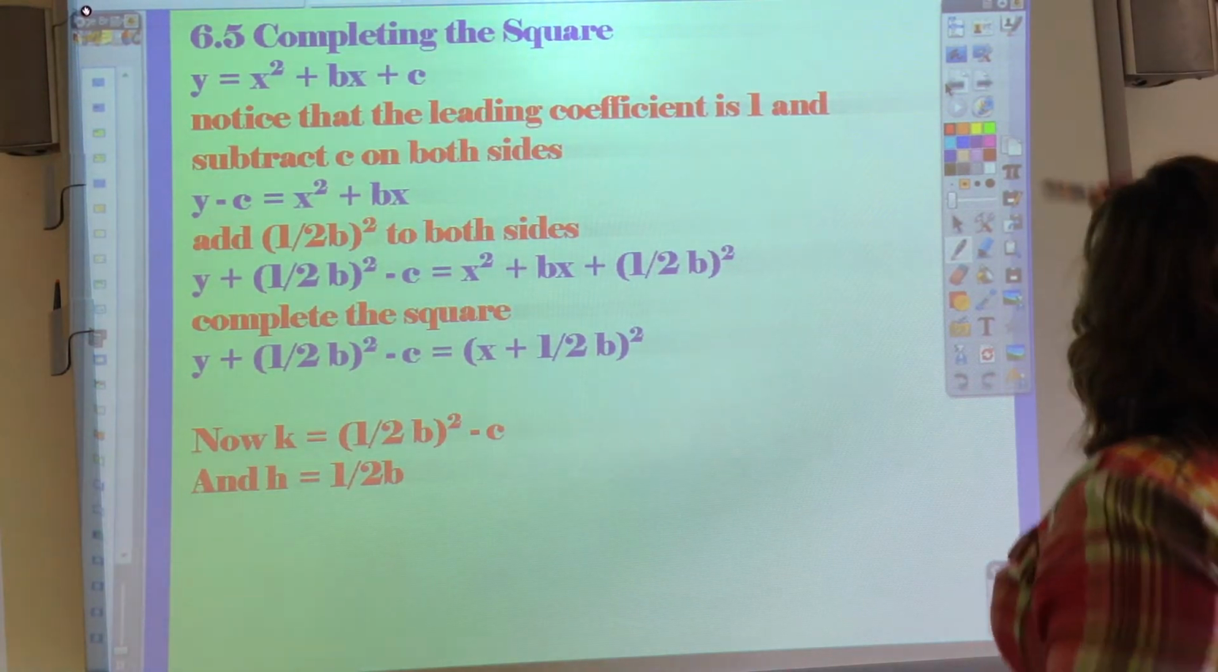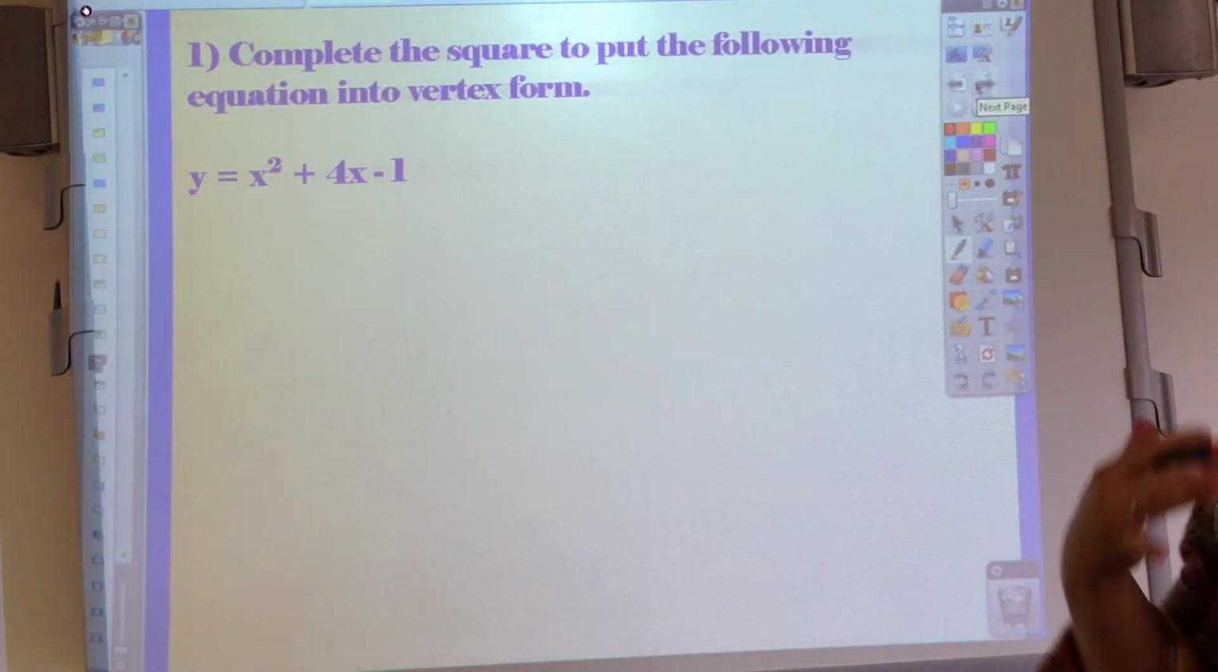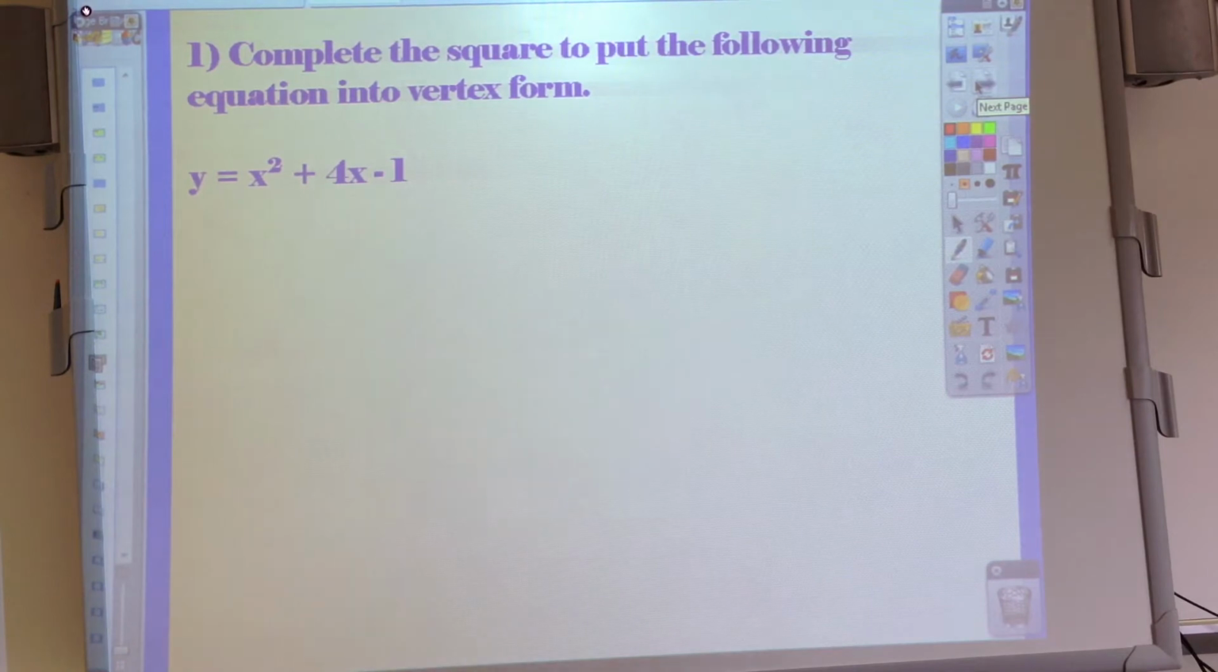Alright, now that you have this information written down, we are going to try it on an actual equation. Now, first of all, we must note that in order to complete the square and change our equation into vertex form, the leading coefficient must be 1. And in this case, it is. So now I'm going to go to step 2.